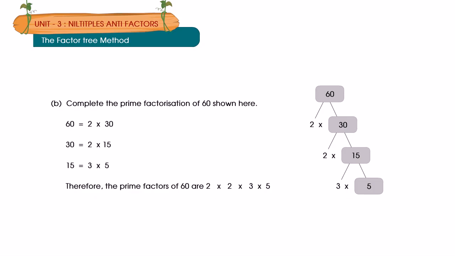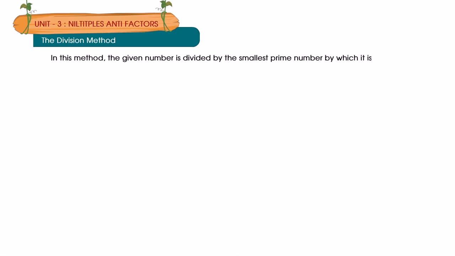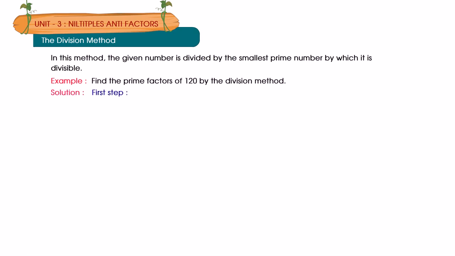The division method. In this method, the given number is divided by the smallest prime number by which it is divisible. Example 5. Find the prime factors of 120 by the division method. Solution. First step. Divide 120 by the smallest prime number which divides it without leaving any remainder.